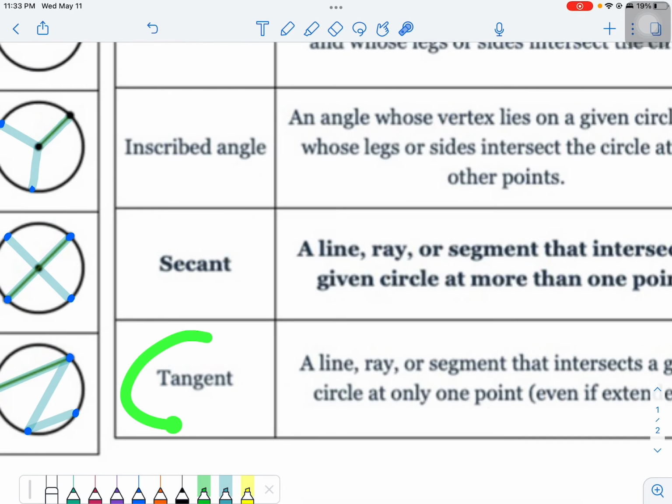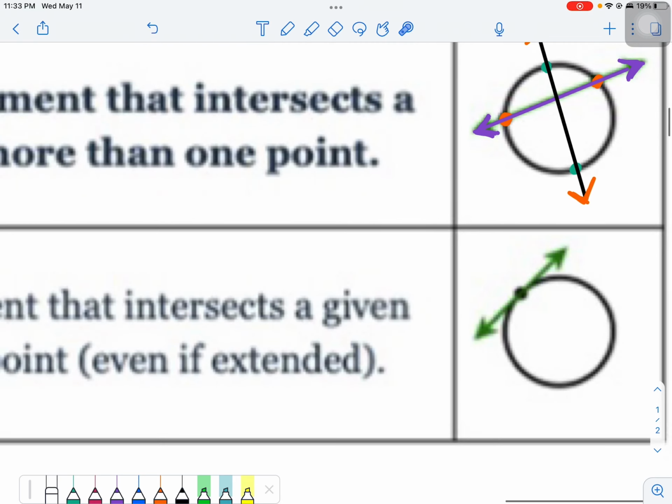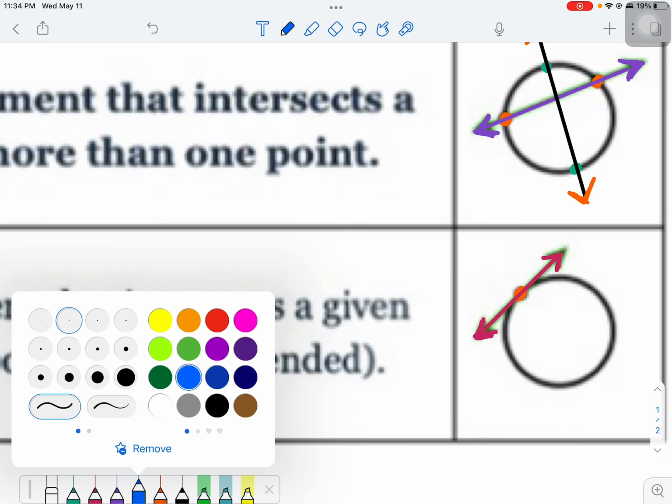Okay, finally, our last term here, our last part of a circle, is a tangent. A tangent is a line, ray, or segment that intersects a given circle only at one point, even if extended. So it only touches the circle one time. So let's take a look. Look at that. It touched the circle right there, and it keeps going forever that way, and forever that way. So it only touches the edge of the circle. The edge of the circle.